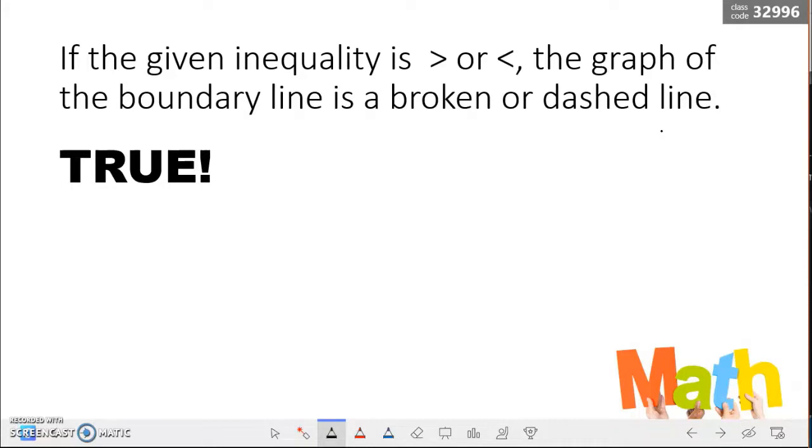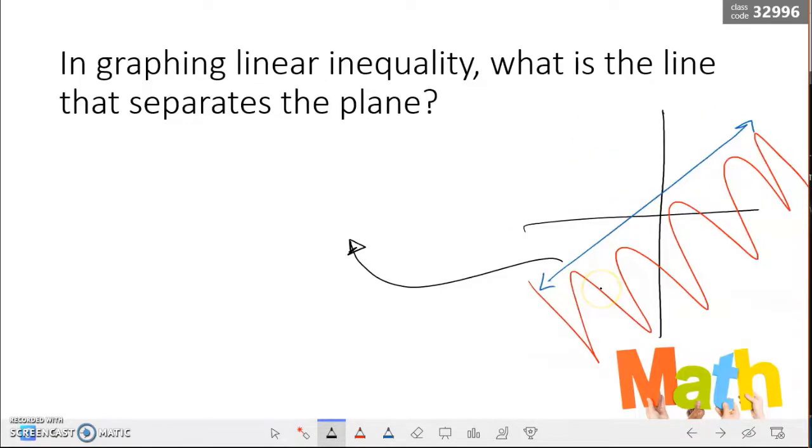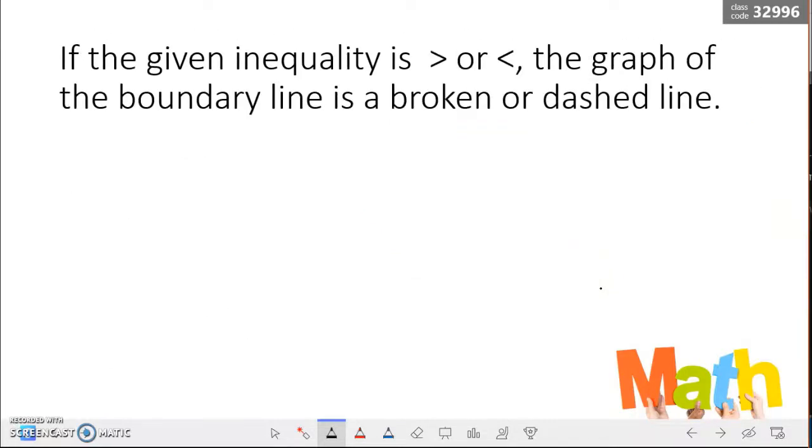Earlier, here, it was a solid line, right? That means the linear inequality symbol used here is greater than or equal, or less than or equal. But since it's shaded below, we know it's less than or equal. Shaded below the line, so less than or equal. If it's shaded above, it's greater than or equal. So, let's emphasize the or equal. When there is an or equal, it's a solid line. But when it's a broken or dashed line, it means greater than or less than. Okay, so that is true.